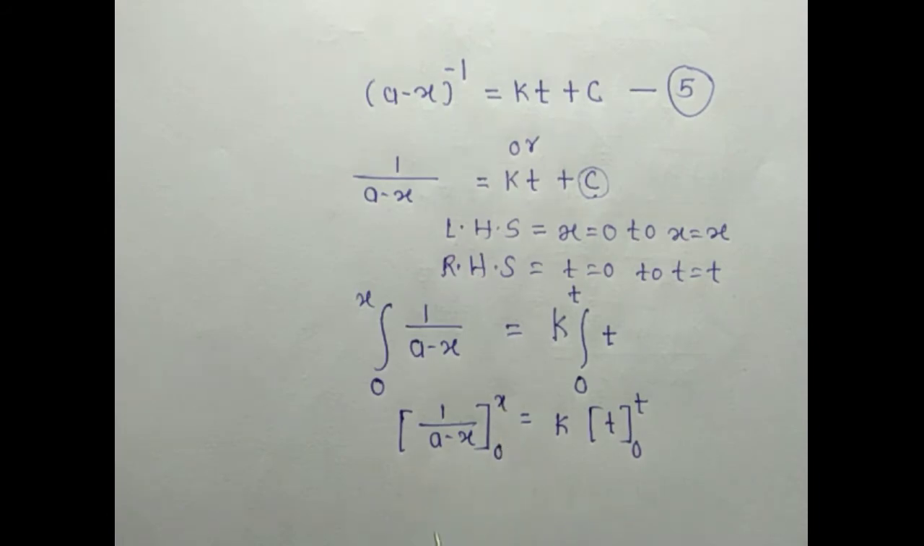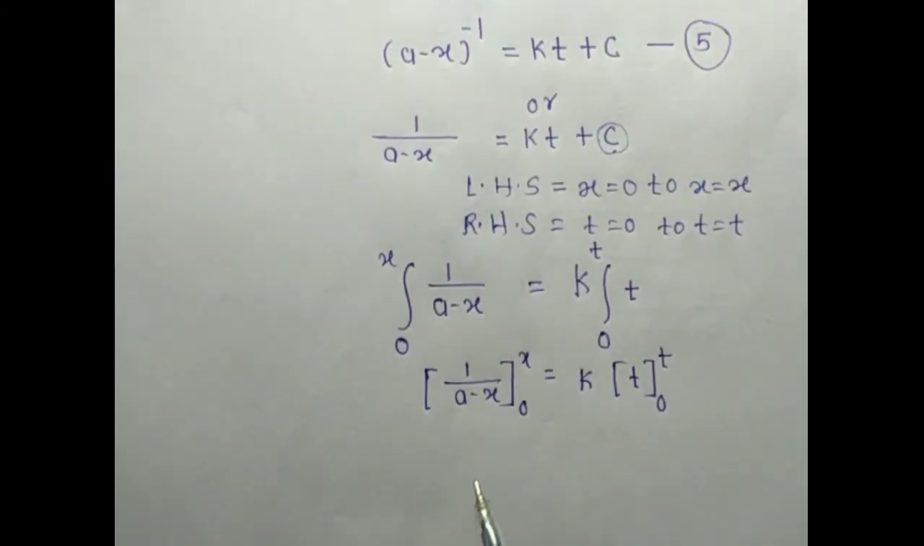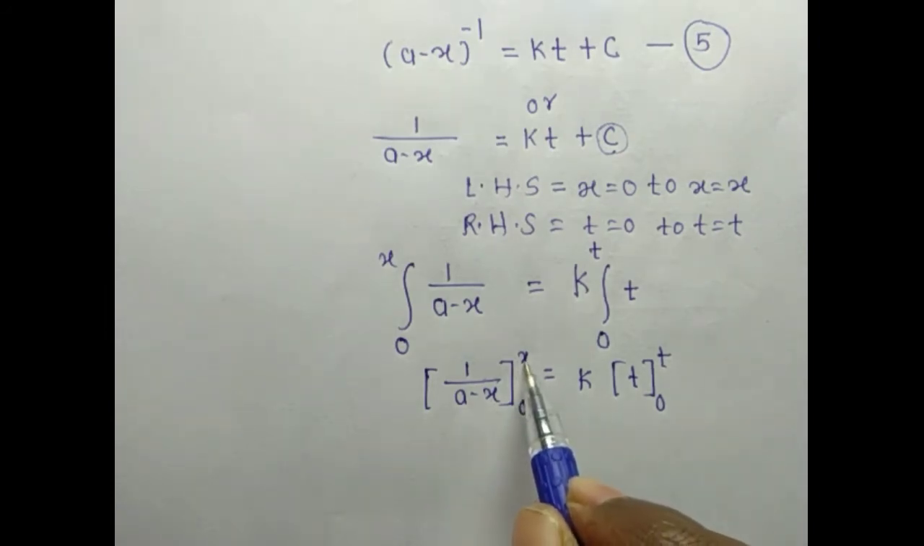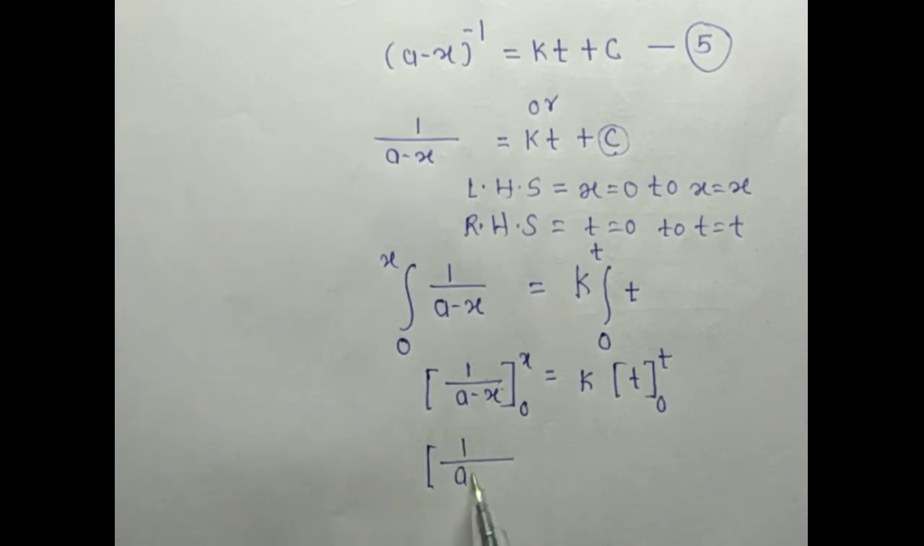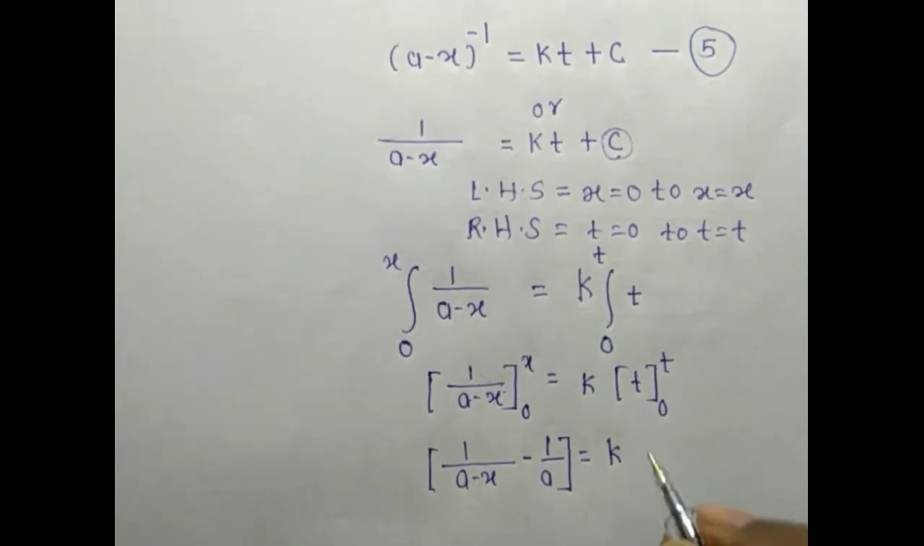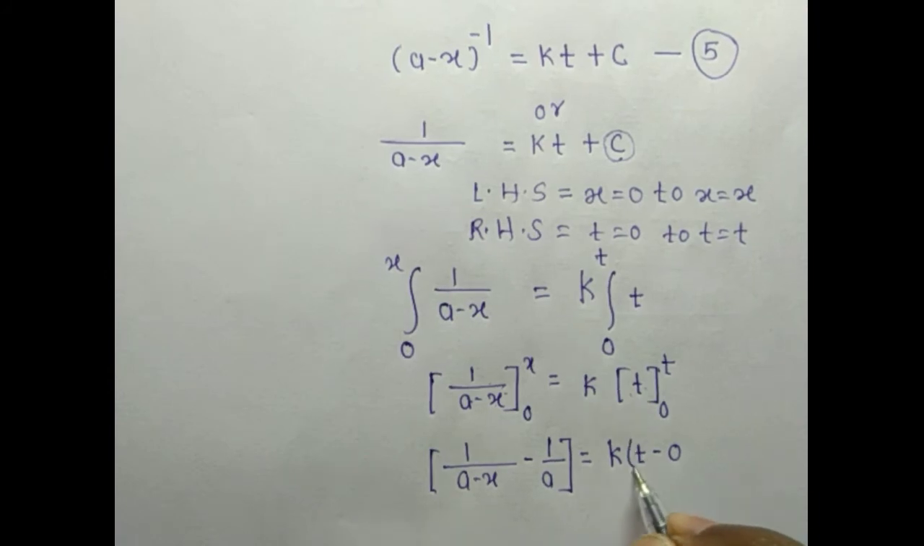First use the upper limit and then the lower limit. If we substitute x equal to x, the upper limit, the equation becomes 1 upon (a − x) as it is. By substituting x equal to 0, we get 1 upon a only. This is equal to kt, substituting t with t, that is t minus 0.